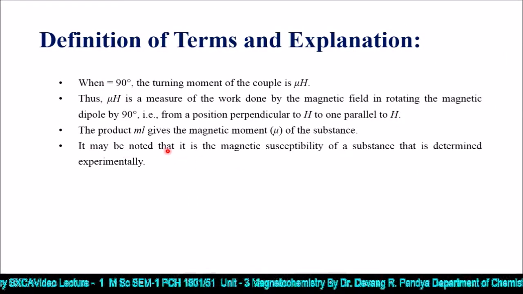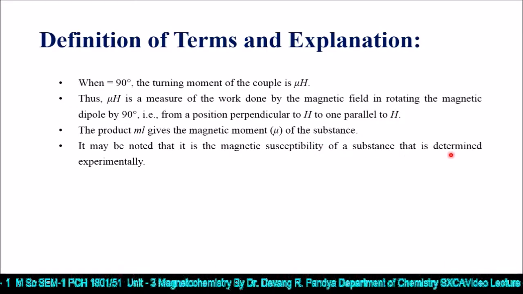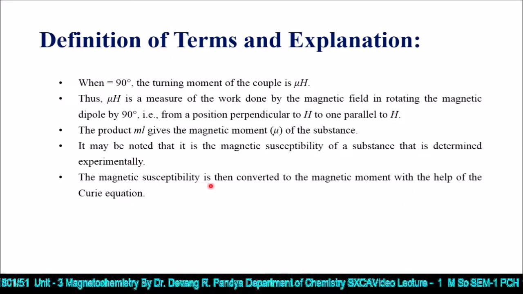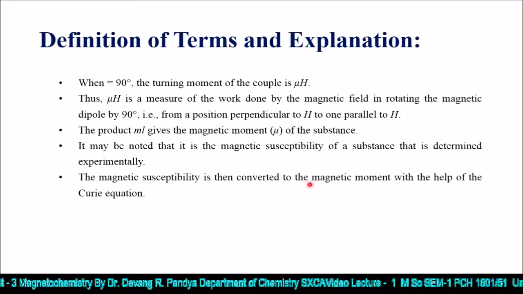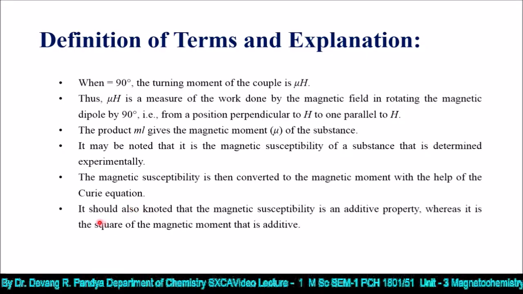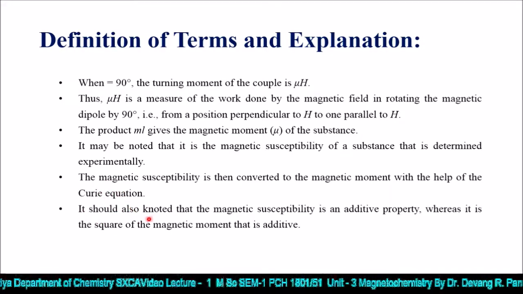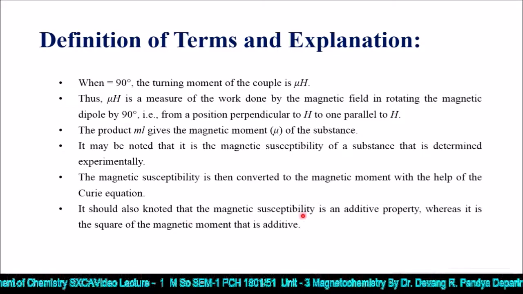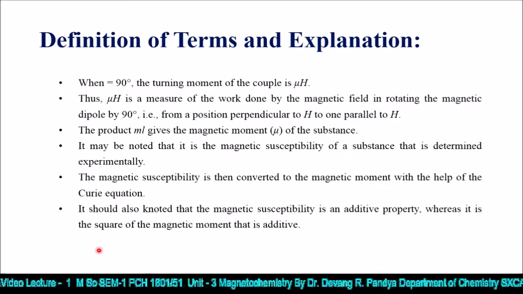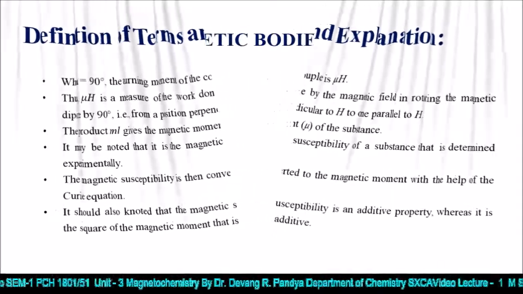It may be noted that it is the magnetic susceptibility of a substance that is determined experimentally. The magnetic susceptibility is then converted to the magnetic moment with the help of Curie equation. That Curie equation we are going to learn in the next theory. It should also be noted that the magnetic susceptibility is an additive property, whereas it is the square of the magnetic moment that is additive.